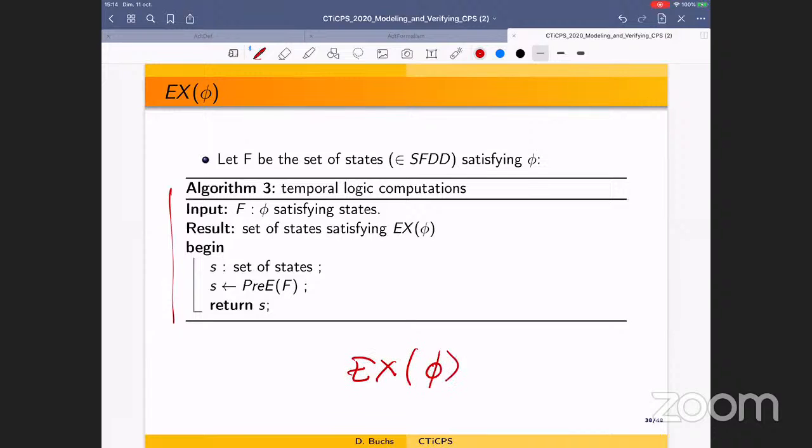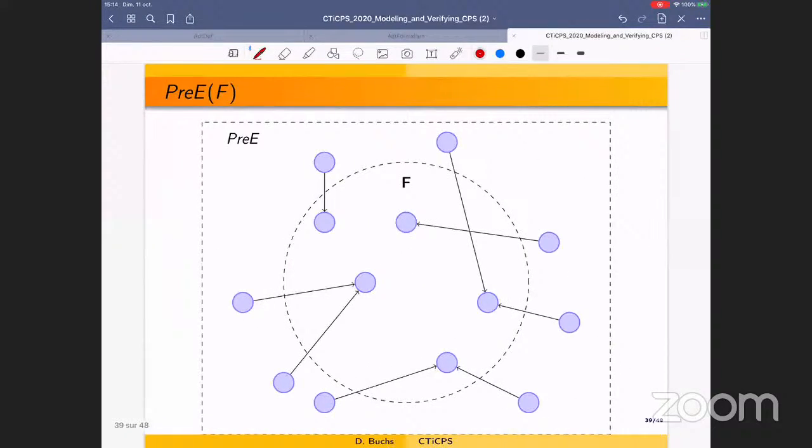So this is the algorithm for checking the next formula. Okay, if I presented this, it's just because it's interesting to understand that now we have another problem. The other problem is the fact that we need always to use one operator, which is called pre. Pre is the fact that we need to understand from which state we are coming in order to check that the next state is satisfied.